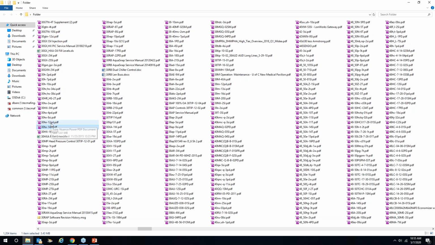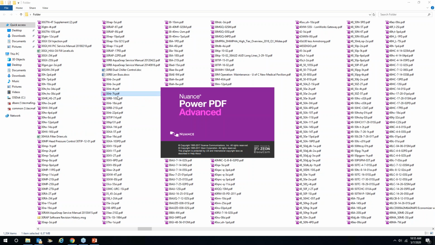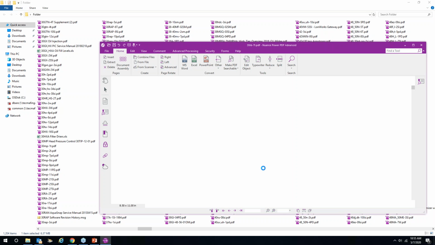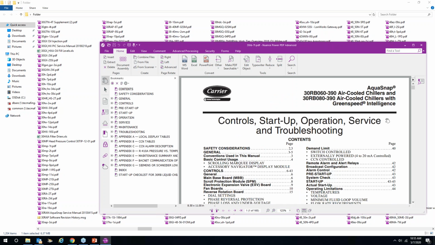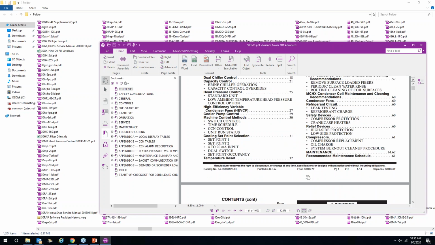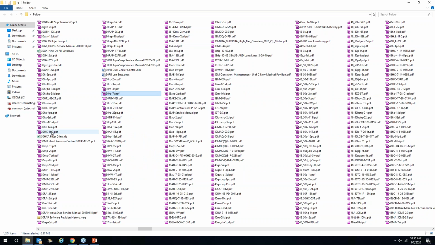We have PD books, which are product data books. It gives you all the different specs on the machine. We have T books, which are troubleshooting books. The T stands for troubleshooting. So all these books come with the machine. You can see control, startup, operation, troubleshooting. Go down to the bottom, you can see it's a 30RB7T book. So that's what that's all about. SI is startup and installation, T stands for troubleshooting, and PD is product data.